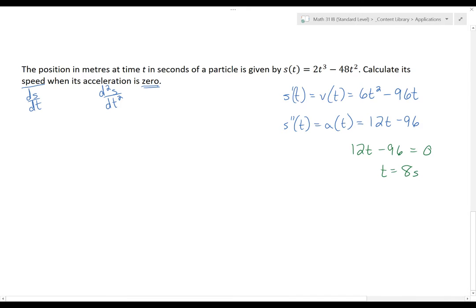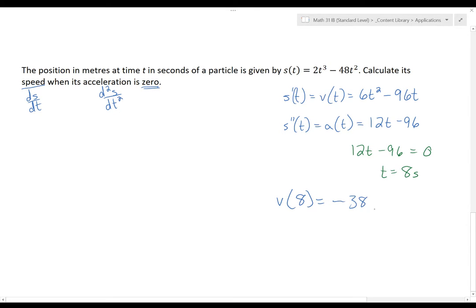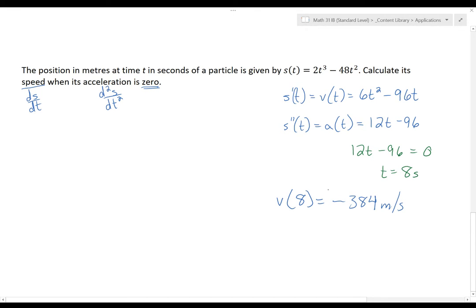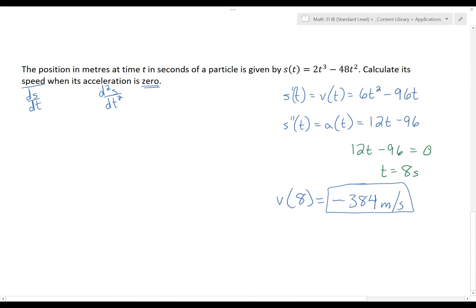So now I want to know what is the velocity, what is the speed at 8 seconds. So the calculation that I need to now do is figure out the velocity at 8 seconds. So 6 times 64 minus 96 times 8, and we get negative 384 meters per second. Now, because the question just asks for speed, you would get away with not including the negative 384 here. Velocity has a direction, whereas speed doesn't, and the question isn't technically asking for the velocity. And so you wouldn't need to include the negative, but it certainly doesn't hurt to include it. So at the moment when the acceleration is 0, the velocity of this particle is negative 384 meters per second.